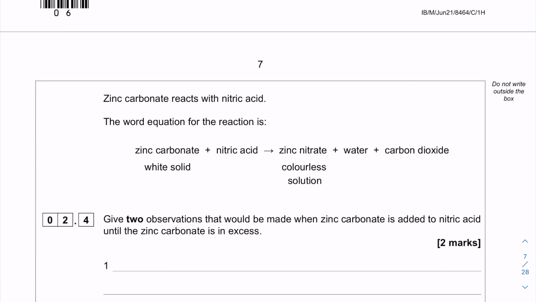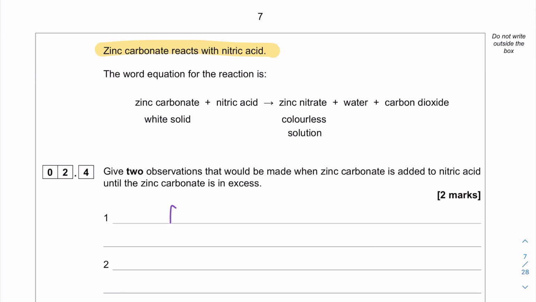Zinc carbonate reacts with nitric acid. The word equation for the reaction is: give 2 observations that would be made when zinc carbonate is added to nitric acid until the zinc carbonate is in excess. First of all, you'd see fizzing or effervescence, which is the release of carbon dioxide, which we can see over here. And then that white solid, that zinc carbonate, would disappear as it reacts away.